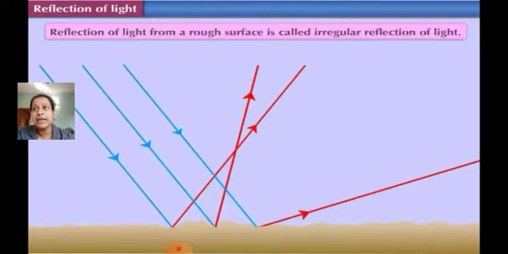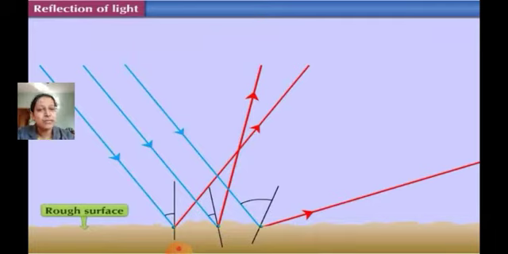They do not remain parallel. It's because whenever the parallel rays of light are incident on the rough surface at different points, when they are reflected back, they will be reflected at various angles. It will not be reflected at the same angle as the incident rays are coming. It is because the surface is rough here.